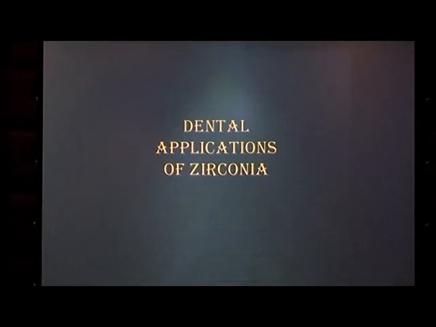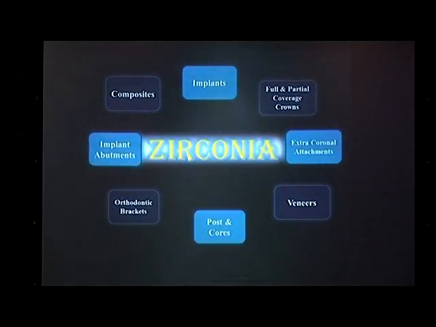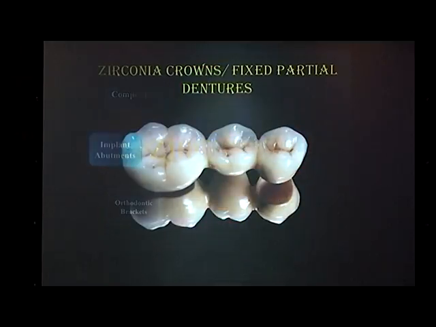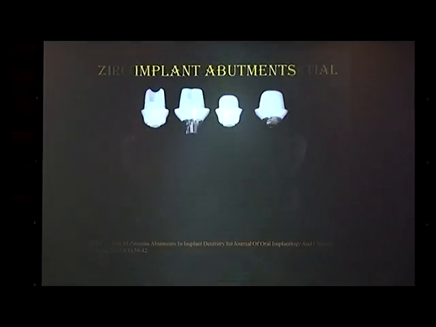So coming to a little bit more applications in dentistry apart from crown and bridge, you have zirconia in all these areas: implants, composites, brackets, post and core, veneers, extracoronal attachments, full and partial crowns. This is a hybrid sort of attachment. We just fuse it. Of course, these are no longer used because they've shown that they fracture.